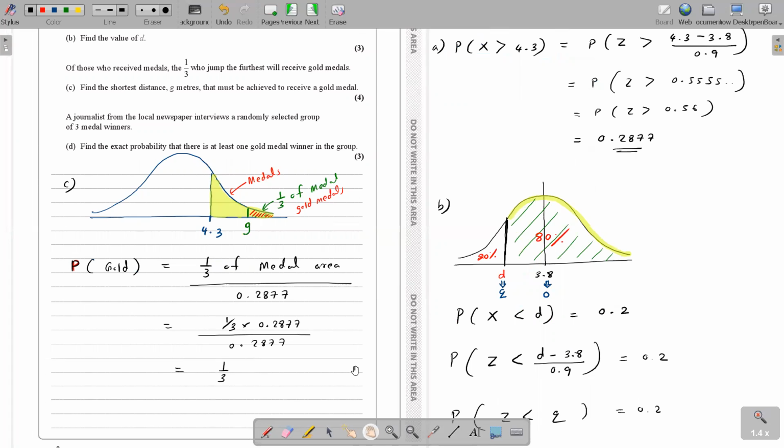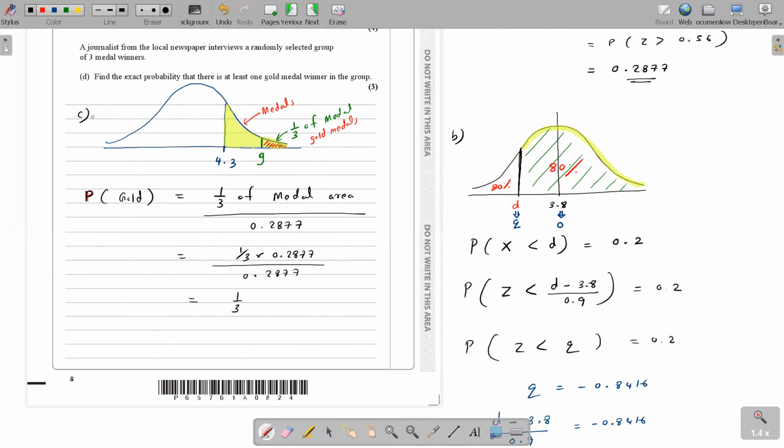Okay, so they want you to find the distance. So the probability of winning a gold, the distance, the x should be what? Bigger than. So this distance we'll say d or something. I don't know, for gold I use g. You need to find the value of this g. So the probability x greater than g is how much? 1/3, because you found this area is 1/3. Okay, so get the value of g.